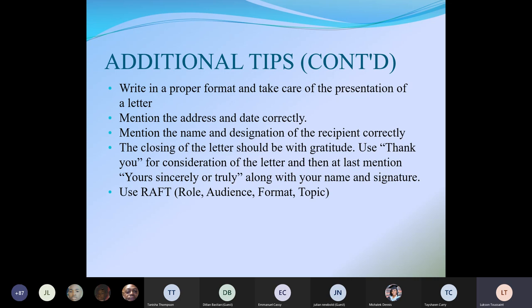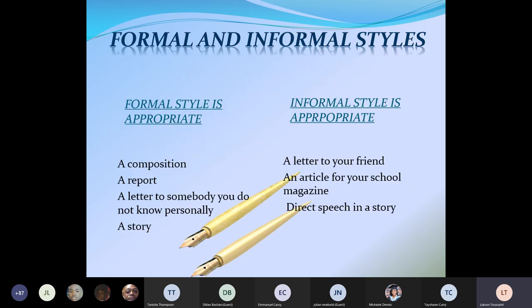So even though you're frustrated, or whatever it may be, you still want to close with gratitude, because that's the polite way of doing it. And like I said, always remember to use RAF. Always remember that you have to know the purpose of why you're writing.